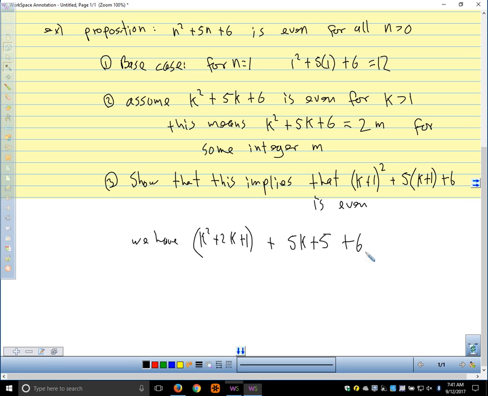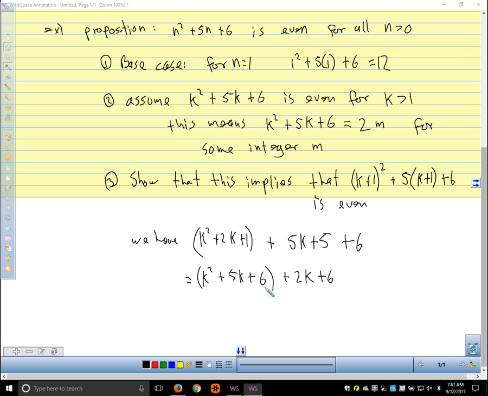What I'm going to do is gather the terms so that I have this again, because we've assumed that's even. So I'm going to rearrange this, and I'm going to say this equals k squared plus 5k plus 6 here. And then what I have left over is plus 2k plus 6. And I'm keeping this together because we said before that we're assuming that this is even.